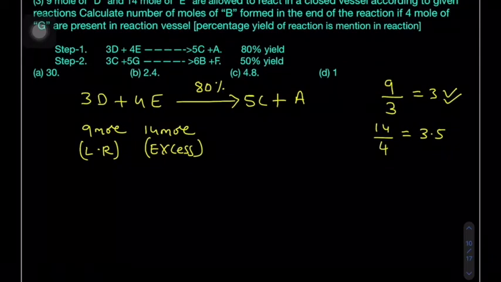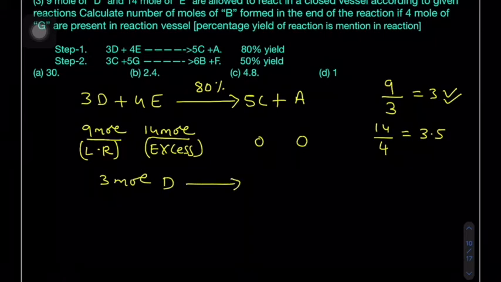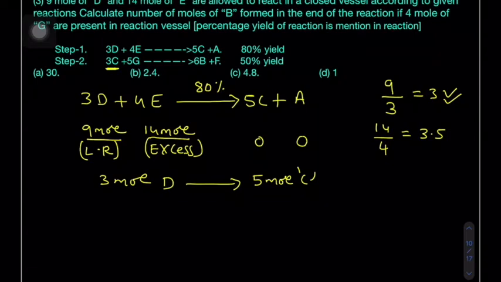Initially there are 9 moles of D and 14 moles of E. There will be no product formation initially. After completion of the reaction, 3 moles D will give 5 moles C. I am taking only C because in the second equation the reactant will be C. So I am calculating the number of moles of C. Now this is as per the standard equation.